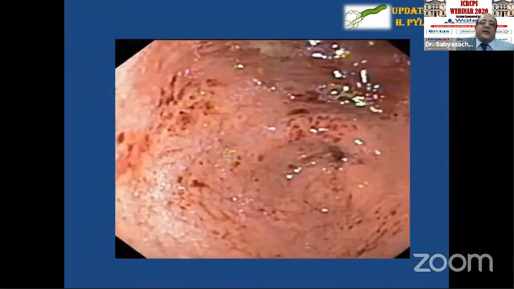And this is a 44-year-old lady with rheumatoid arthritis on NSAIDs and PPI. And this goes to show that a PPI in itself doesn't always stop the erosions. This patient also was H. pylori positive and had quadruple therapy and got better.